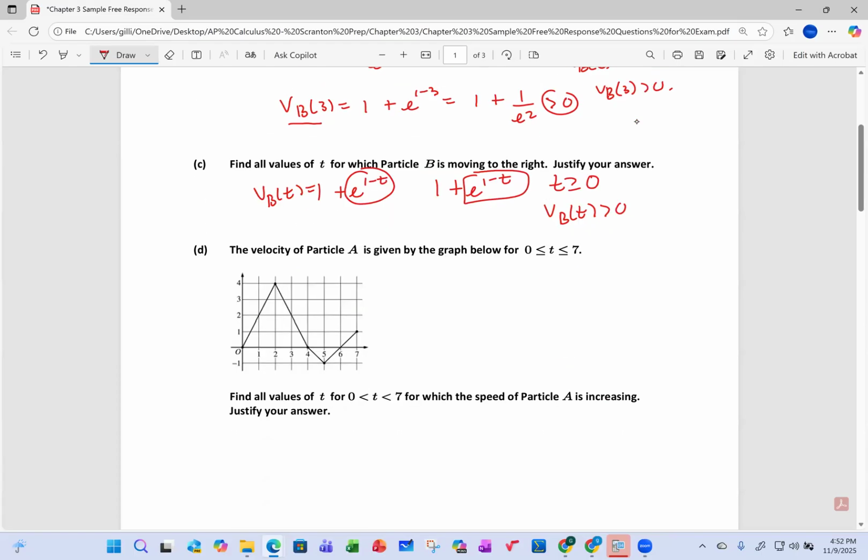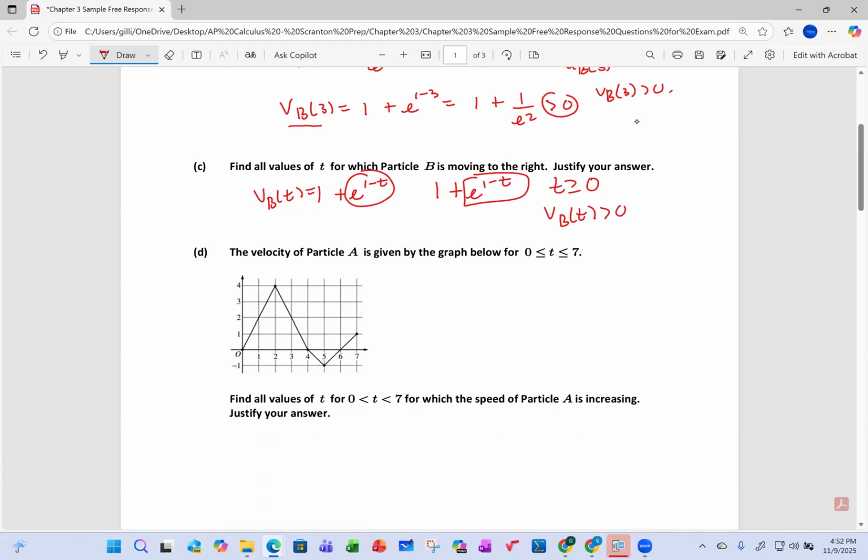Yeah. And this is the velocity of particle A now. So we're given a graph of A, and this is the velocity. So this is time versus velocity. And we want to figure out the time from 0 to 7, not including the endpoints, when the speed of particle A is increasing. So that means velocity and acceleration have the same signs. So here, velocity is all positive, so I'll do that on one side, I guess. And here, velocity is all negative. And then velocity is positive.